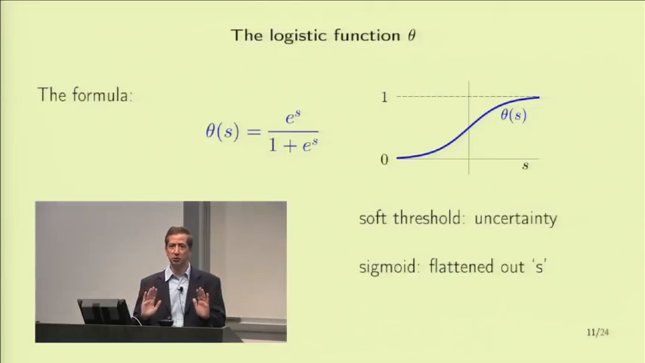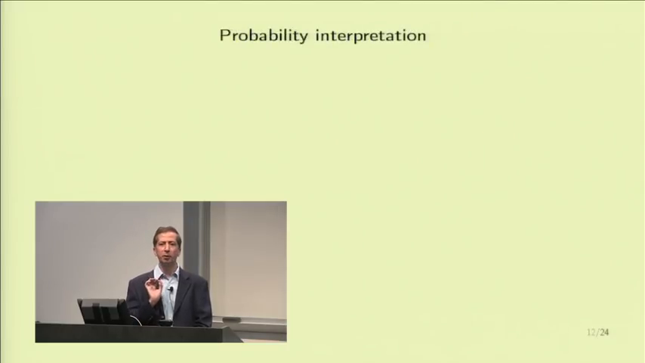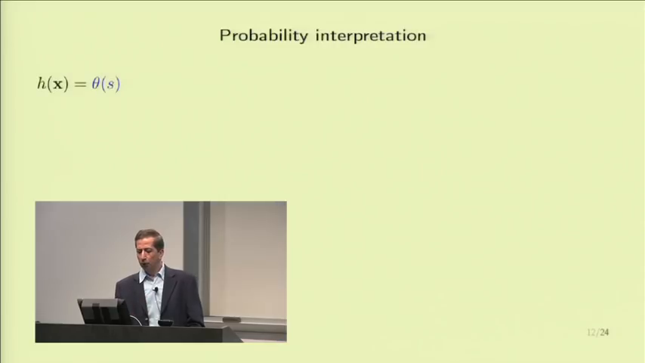So this is the logistic function. This is the model, so we know what the model does. The main idea is the probability interpretation. So we have the model. The model is you take the linear signal, pass it through this logistic function, and that will be your value of the hypothesis at the x that gave rise to that signal.